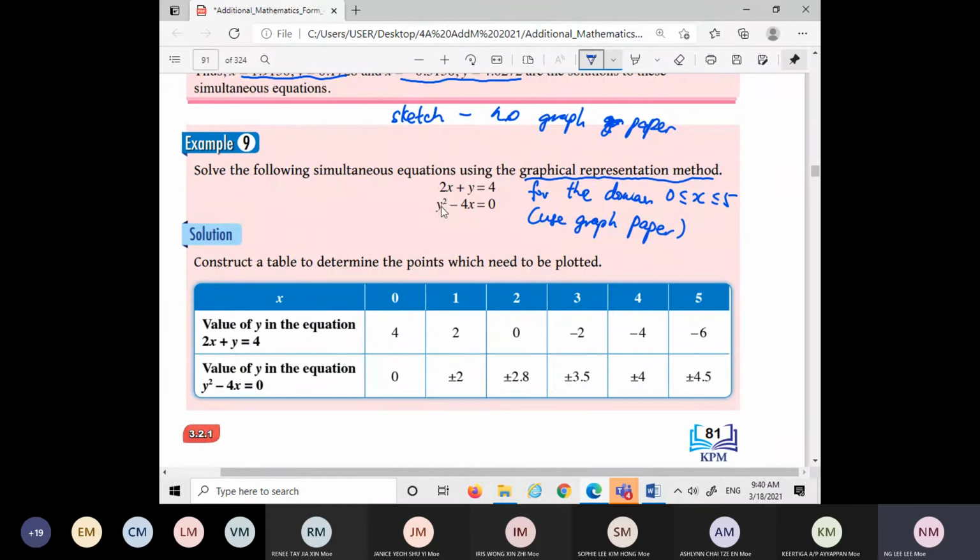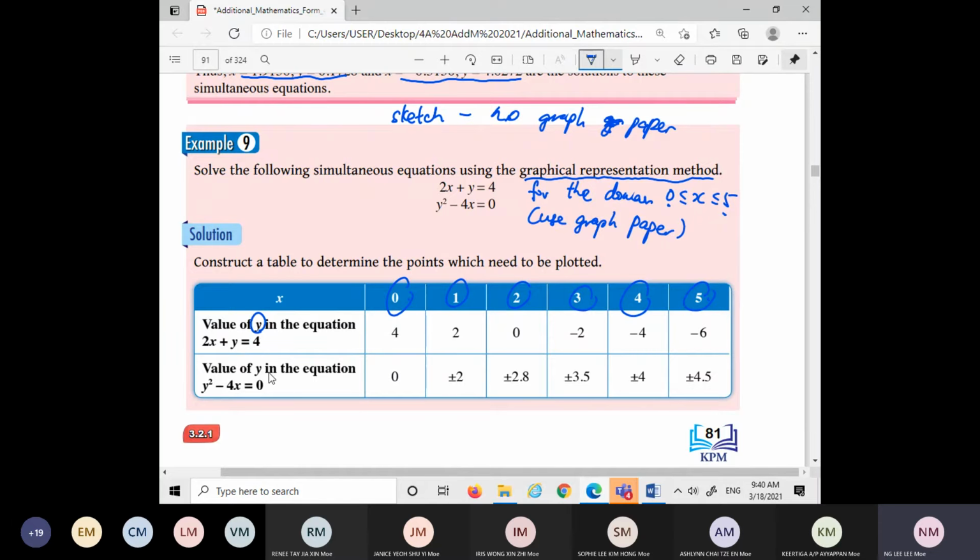So for this too, you just get a table. This domain is very important. You see, you start from 0 and you end with 5. Then 0, 1, 2, 3, 4, 5, every point. Every point you get the value of y. Substitute x is 0 into this first equation, get the y value, and then fill out the table.